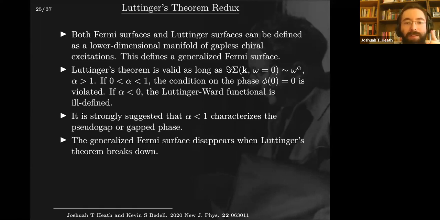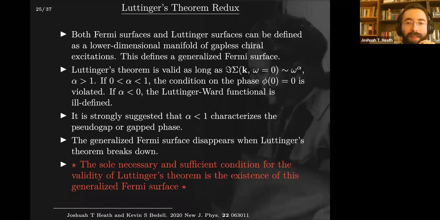Now, the generalized Fermi surface, remember, disappears when Luttinger's theorem breaks down, right? So putting these two calculations or two ideas together, what we can conclude is that the sole necessary and sufficient condition for the validity of Luttinger's theorem is the existence of this generalized Fermi surface.